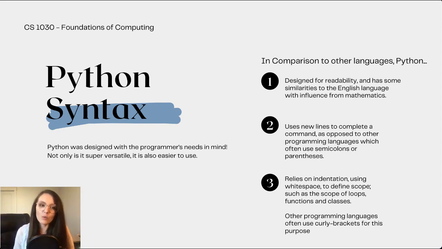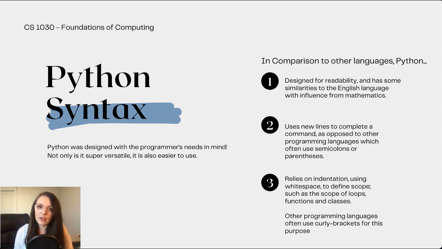So the Python syntax. Python was designed with a programmer's needs in mind. Not only is it super versatile, it is also easier to use. In comparison to other programming languages, Python is designed for readability and has some similarities to the English language with influence from mathematics. So it's very easy to read, and it reads like English a lot of times. It uses new line to complete a command, whereas a lot of programming languages use semicolons and parentheses to indicate that a command has been completed.